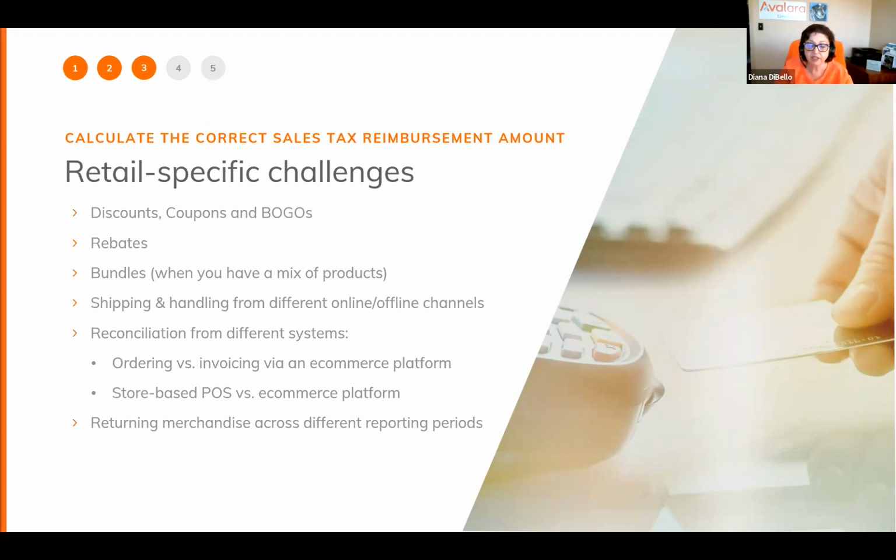So there's a lot of considerations you need to take into your thought process. There's shipping and handling. Those charges are going to be different from state to state. And if you just charge for freight, that may be exempt. If you charge for shipping and handling, typically there's going to be a tax on that. So there are lots of fun things and lots of fun topics here when you're dealing with retail specifically.